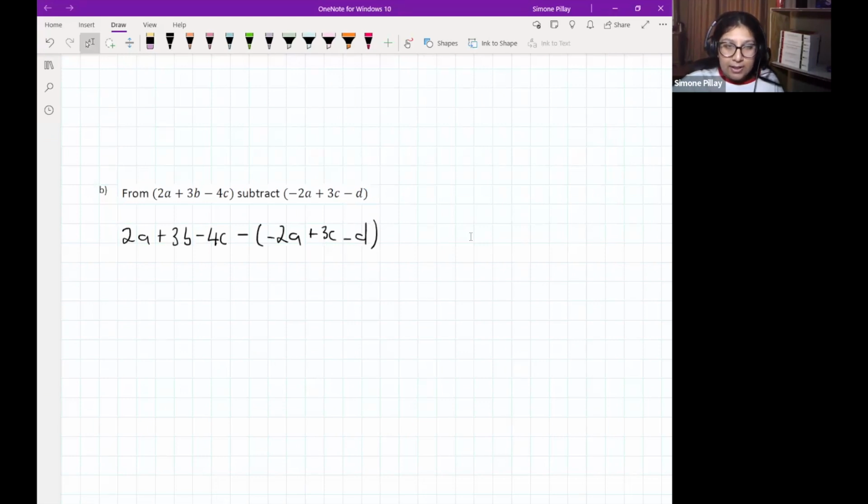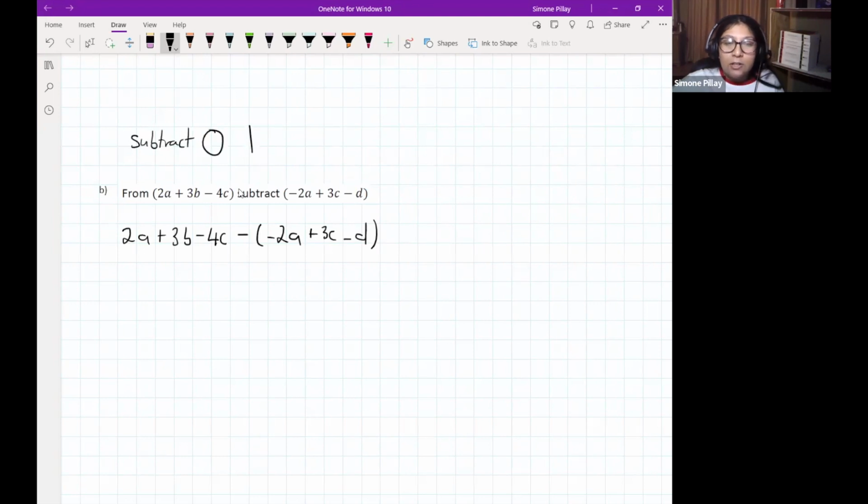Okay, so that is that. What I want you guys to pay super close attention to is that if this said subtract negative 2a plus 3c minus d from this next expression, it would still be the same.